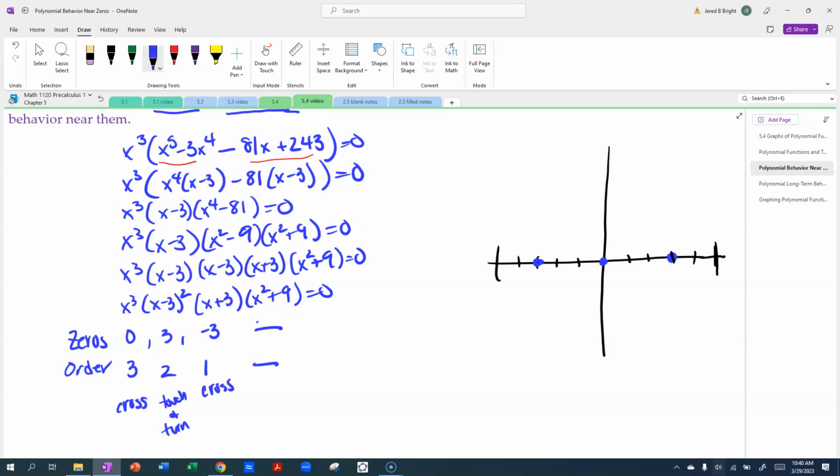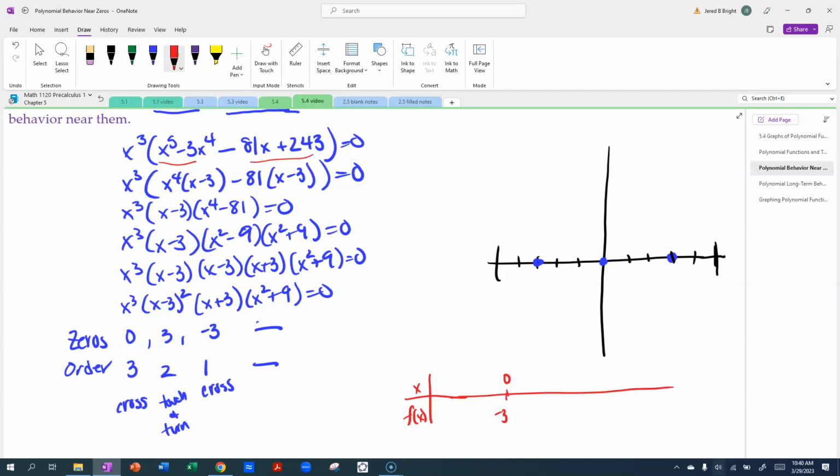Okay, but I don't know, when it crosses, if it's crossing from positive to negative or negative to positive, or when it's touching and turning around, if it's from positive to negative. And that's where I would say let's make a little chart. Okay, so I'm just going to make an x and an f of x chart. Okay, so I know at -3, it's going to be 0.